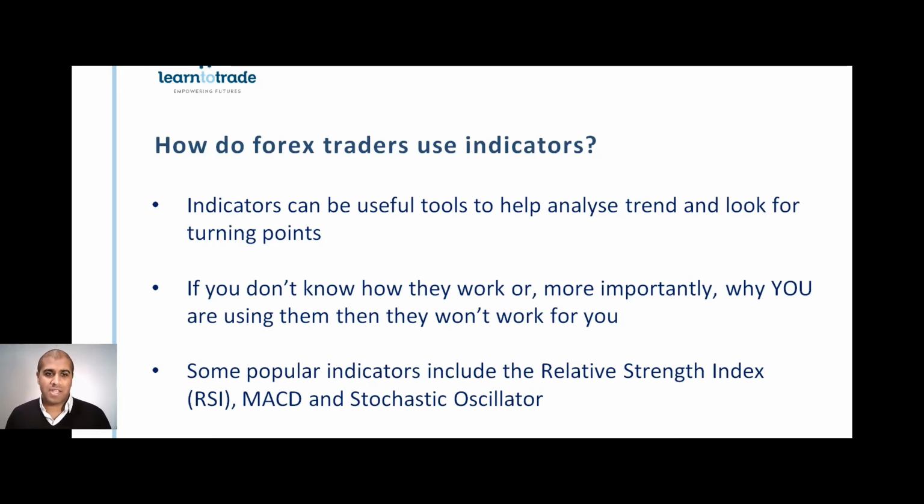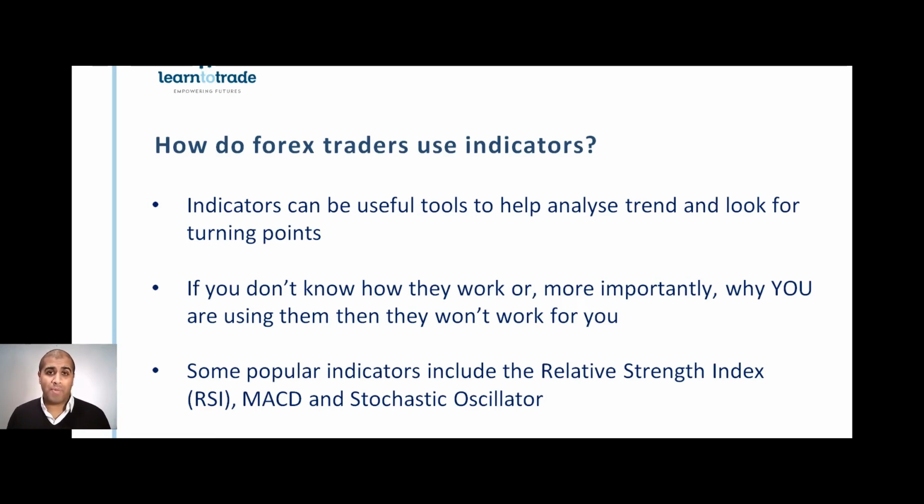The key thing is this: if you don't know how an indicator works, or more importantly, why you are using them within your specific trading strategy, then simply they're not going to work for you. Because indicators are different, okay? They're calculated using different parameters, and each indicator tells us something different. Some of the most popular types of indicators include the Relative Strength Index, the RSI, the MACD, and the Stochastic Oscillator. Each one of these indicators tells us something different.